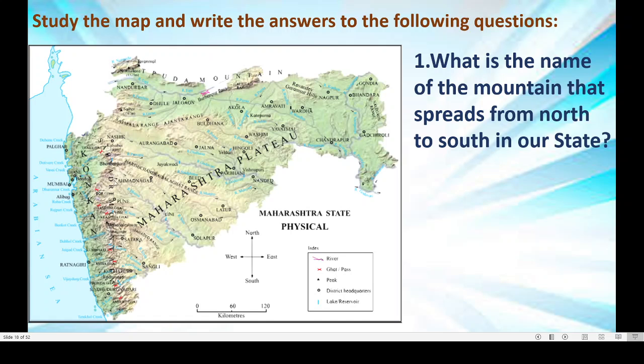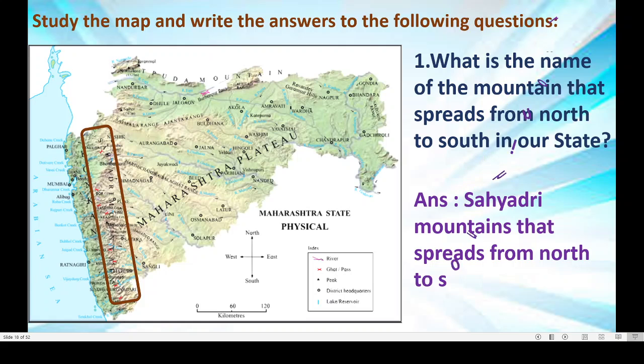Yes. Here it is there. See this? Sahyadri mountain. Yes. See this. Sahyadri mountains or Western Ghats. This is our answer. Sahyadri mountains that spread from north to south in our state. Got this? Please see the position and see from here it started up to the south area, means from north to south. Okay, so it is called Western Ghats.